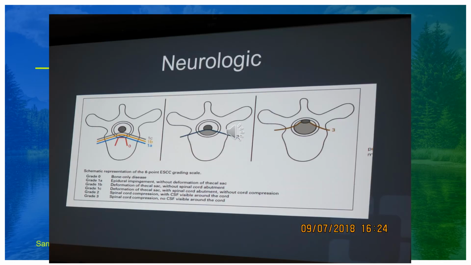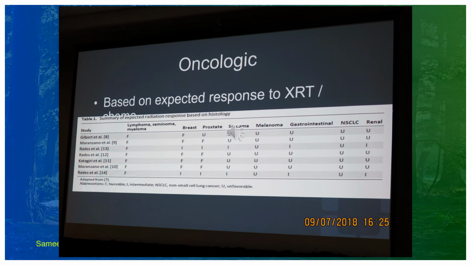Neurologic involvement is according to grades that represent the degree or the extent of neural compression or the extent of vertebral compression. And this is the schematic representation of the 6-point grade on the epidural spinal cord compression grading scale. And this is just how the tumor can approach the neural tissue, the spinal cord. This table shows the expected response to radiation.